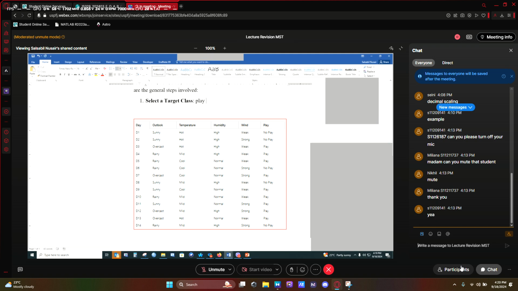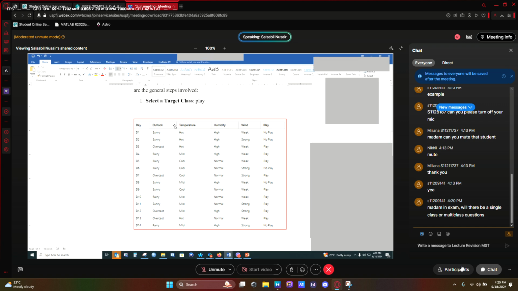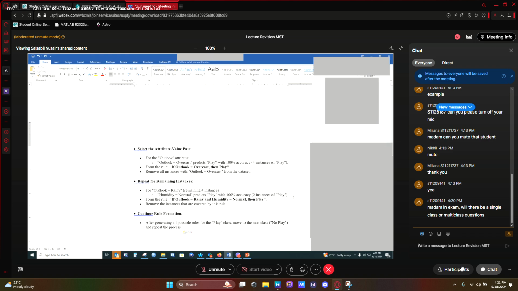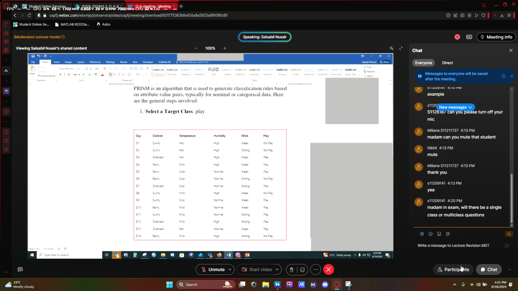Then the next thing you want to do is, of course, these are all my predictors, as you can see here, but you want to select the attribute value pair. So what does that mean? Based on this example, you're looking at what we call a frequency table. That's what it is, which I have taught you in your lectures. But nevertheless, these are the steps from the literature. So select the target. You're looking at play.